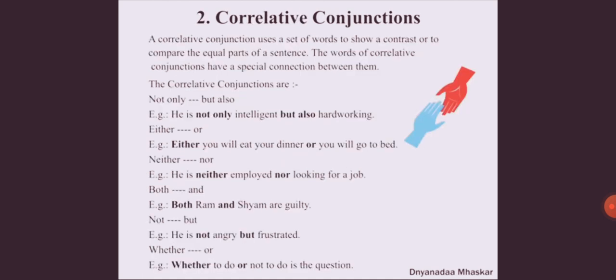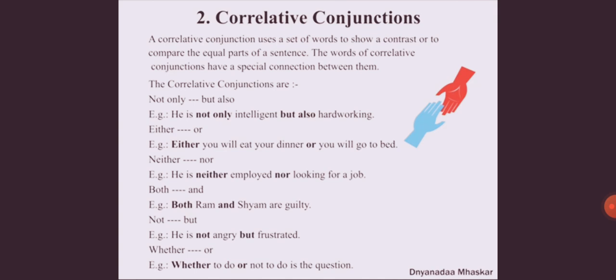Let us now learn correlative conjunctions. A correlative conjunction uses a set of words to show a contrast or to compare the equal parts of a sentence. The words of correlative conjunctions have a special connection between them. The correlative conjunctions are not only, but also. He is not only intelligent but also hardworking.